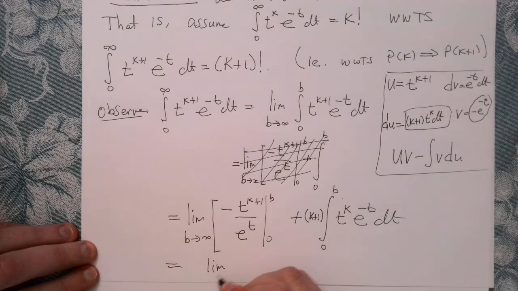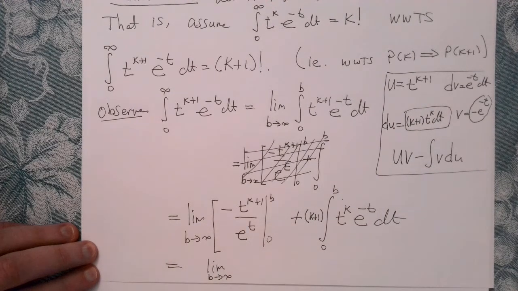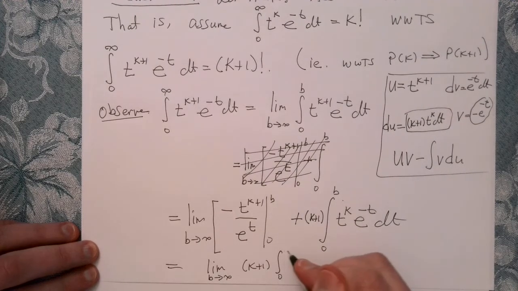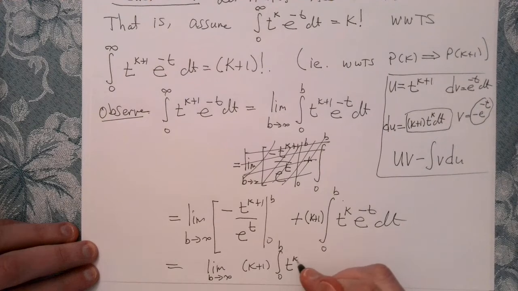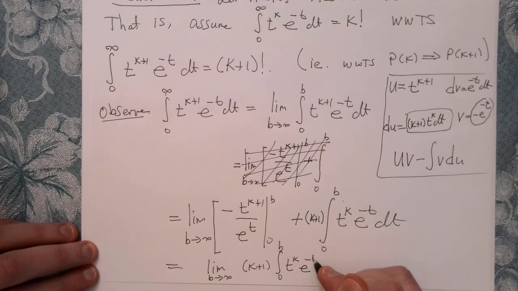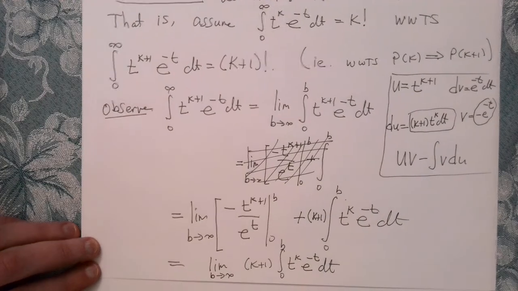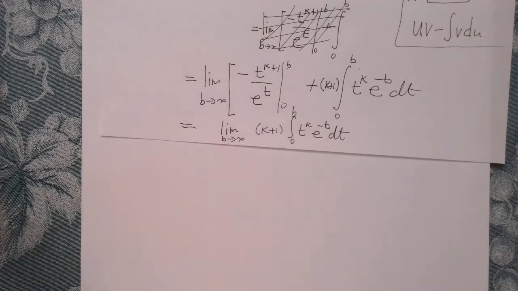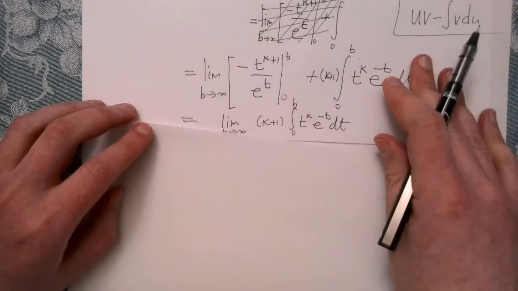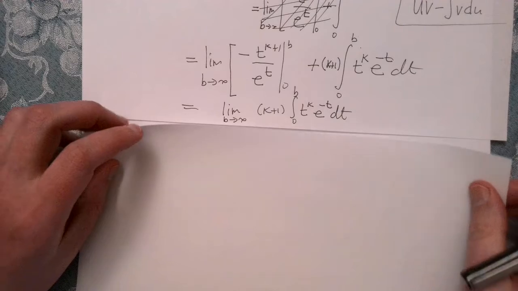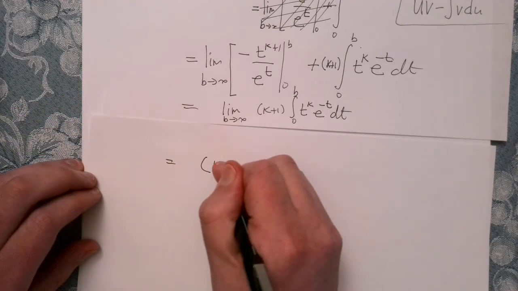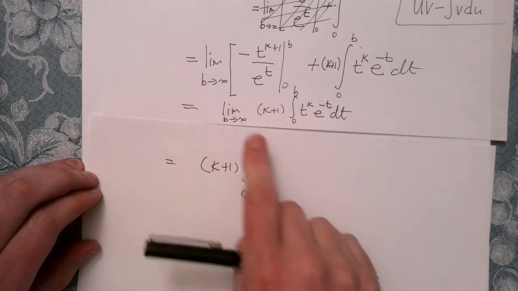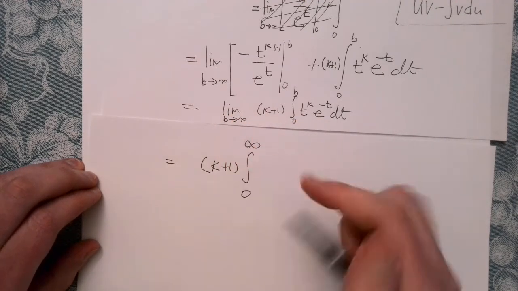So that leaves me with the following. I still have this k plus 1 times the integral from 0 to b of t to the k times e to the minus t dt. And we can actually rewrite that as an improper integral. That's what we want to do. So let's rewrite that as an improper integral, and then keep in mind our inductive hypothesis. Right, so that's going to give me k plus 1 times the integral from 0 to infinity, repacking that as an improper integral.